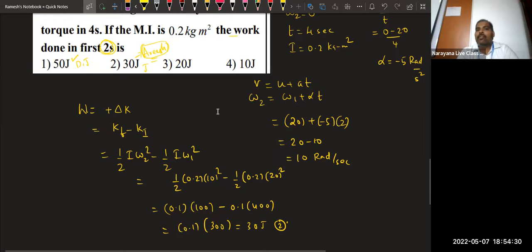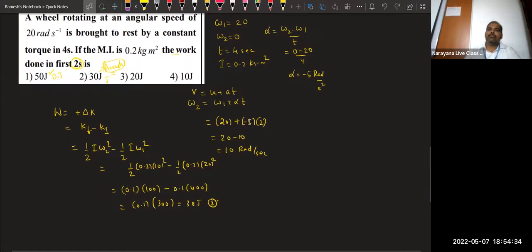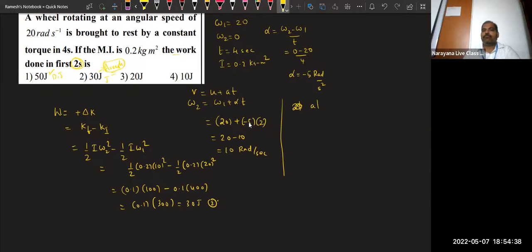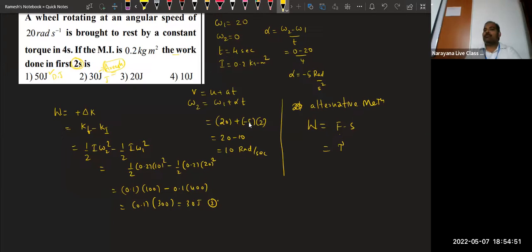You can do that method also. Very good. Shall I do it like that? Alternative method. What is the work done formula, my dear students? Force into displacement, no? Force is similar to torque. Displacement is similar to angular displacement. Torque value, how much?